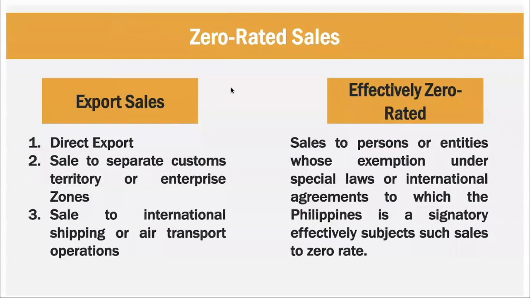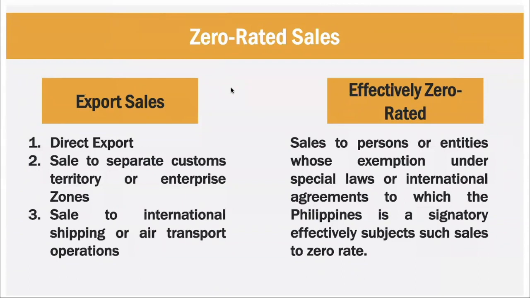So again, as we said a while back, your output VAT comes from three different items. We have your normal sale of goods, we have your deemed sales, and we have your zero rated sales. So we go now to your zero rated sales.